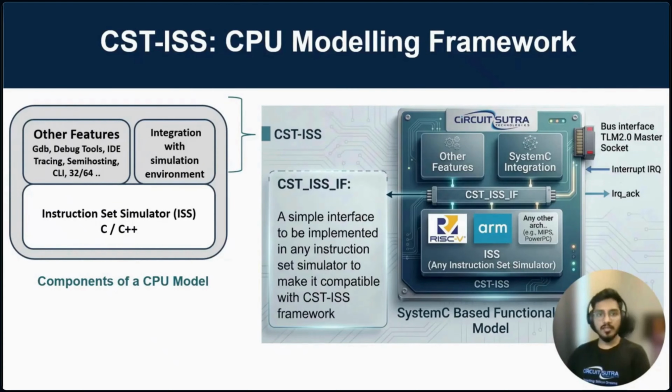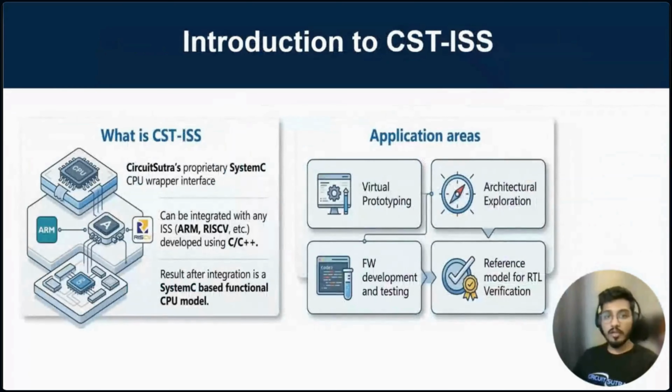The CST-ISS interface here is the actual interface that needs to be implemented in an ISS to make it compatible with the framework. So CST-ISS is the CircuitSutra system CPU wrapper interface. It can be integrated with any simulator, ARM, RISC-V, etc., developed using C or C++. The result after integration is a SystemC-based functional CPU model. Application areas include, but are not limited to, virtual prototyping, architecture exploration, firmware development and testing, and it acts as a reference model for RTL verification.